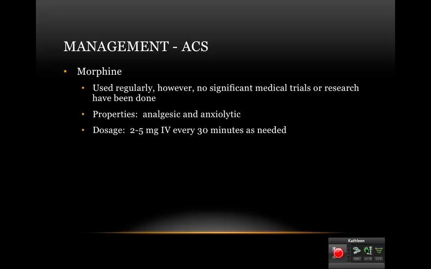Morphine is used regularly, however, no significant medical trials or research have been done. Dosage is 2 to 5 milligrams IV every 30 minutes as needed, only with really severe pain. The evidence has shown that morphine has interfered with the use of Plavix, and it has interfered with platelets and caused clotting to occur, because morphine and Plavix together are not a good combo. So we cannot give morphine for acute coronary syndrome; that is the recommendation.